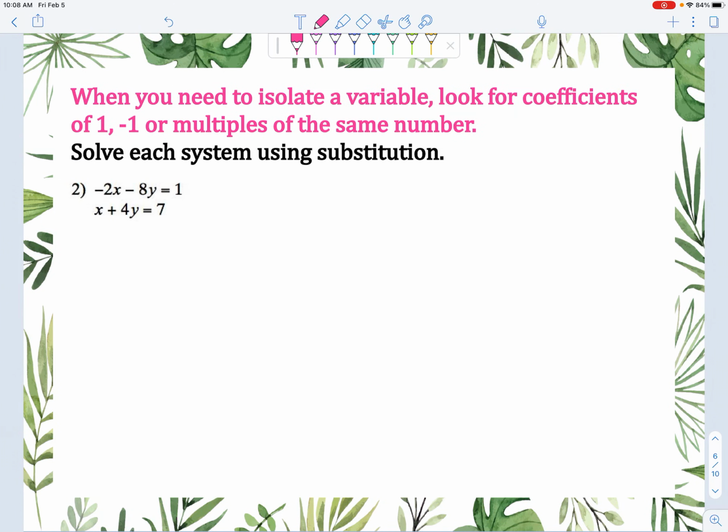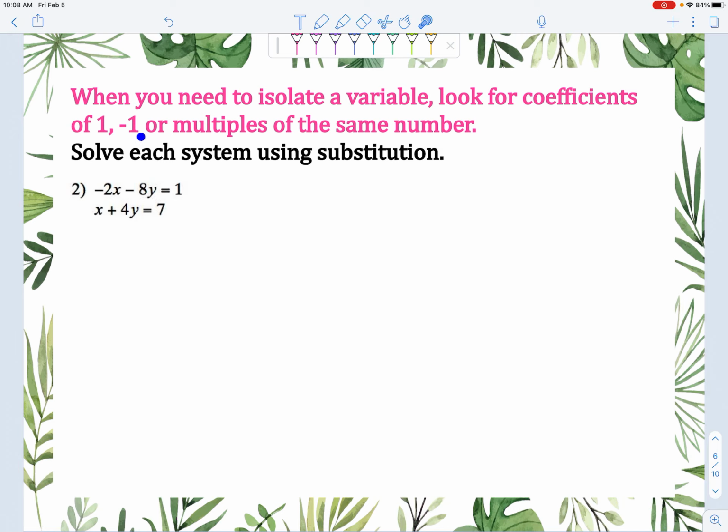Let's try another one. When you need to isolate a variable, look for coefficients of 1, -1, or multiples of that same number. So when I look at this equation, I don't have a variable already by itself, so I do actually have to do what step 1 says and solve one of them for one of my variables. So when you're solving for a variable, eventually you're going to have to divide by the coefficient that's in front of that variable. So always look for coefficients of 1 or -1 first. Those are the easiest variables to isolate.